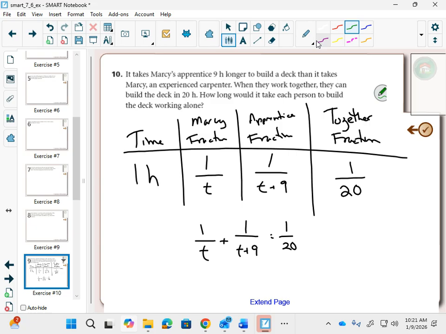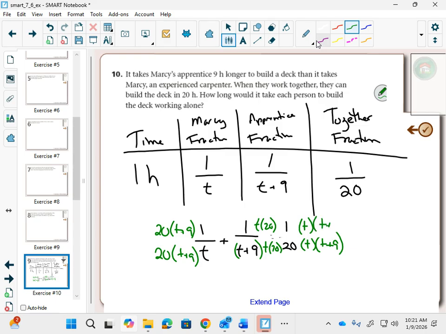And now we need to get our common denominator. So this one is missing the 20 and the T plus 9. This one is missing the T and a 20. And the last one here is missing the T and the T plus 9. And once you have that common denominator, choo, choo, choo, they would all go away.